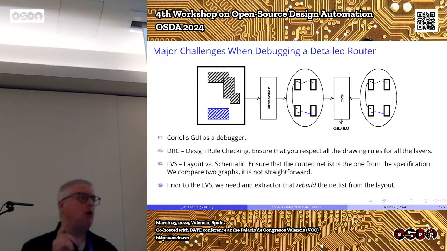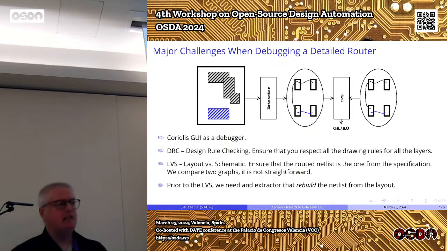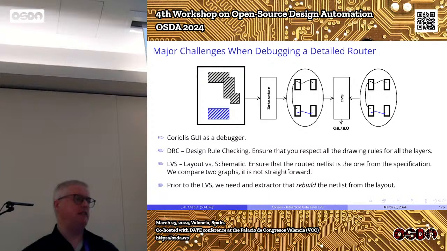The second one, which is more complex, is the LVS. The basic work of a router is to transform a netlist, which is a graph, into a set of rectangles. And you want the set of rectangles to represent the graph that you describe. So how do you do that? You perform what we usually call an LVS, layout versus schematic. That means that you have the schematic, the netlist, which is your specification, and on the other hand, you have the extracted netlist, which is the reflection of what the layout is.